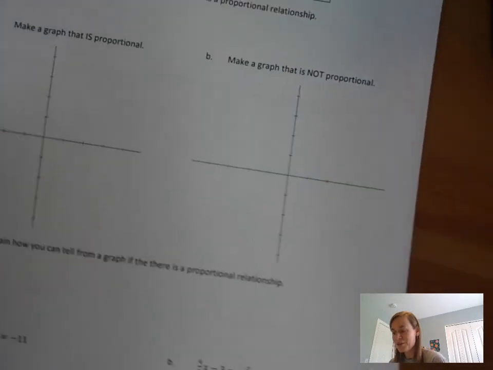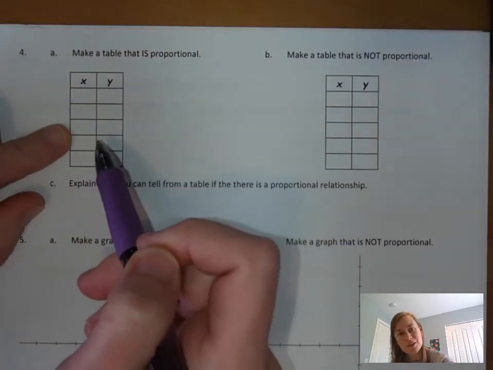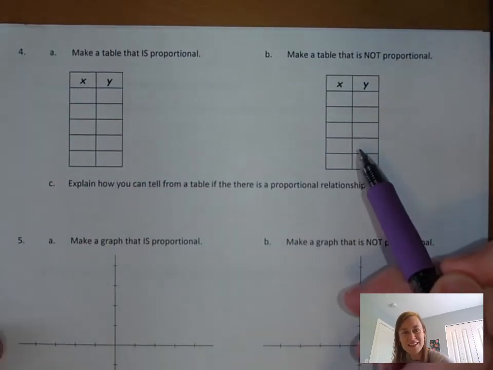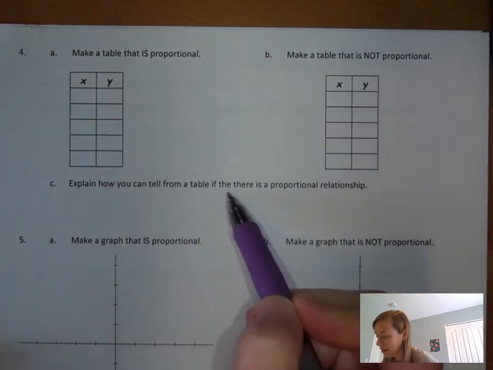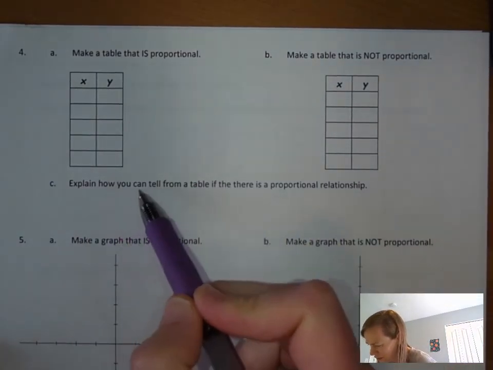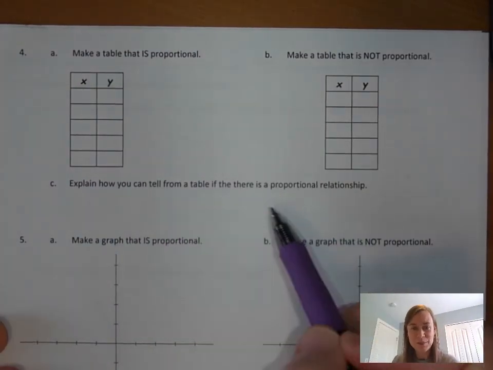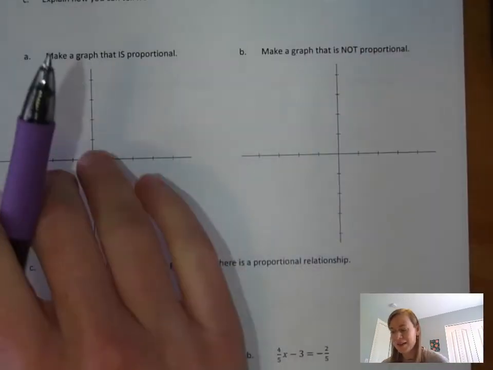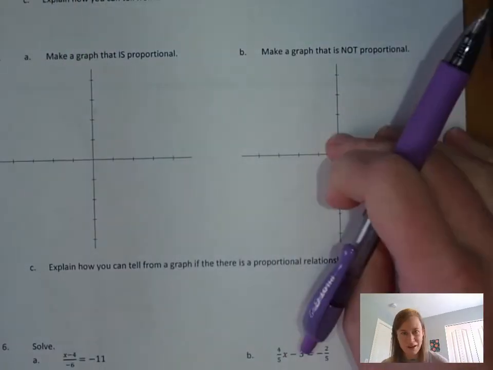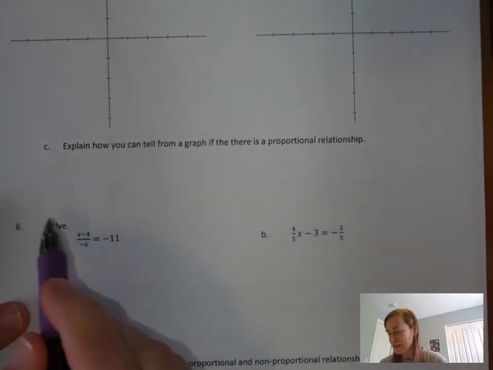And then on numbers 4 and 5, you get to be a little bit creative. You're going to make a table that is proportional and then make one that's not. And then you're going to have to explain how you can tell from a table whether it's proportional or not. Similarly, you're going to make a graph that is proportional and a graph that is not proportional. And then you're going to explain how you can tell. And then you guys can skip number 6.